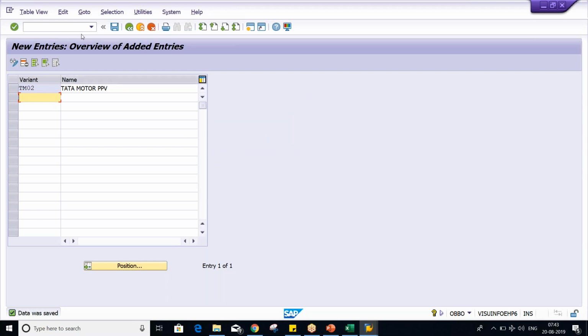Now, what next, guys? This posting period variant we have created for data motor. So how will the system come to know? For that we have to make the assignment. We have to assign this posting period variant to your company code. So how to assign? /NOV-BP is the transaction code. Okay, OBBO for creation and BP for posting. Sorry, for assignment.